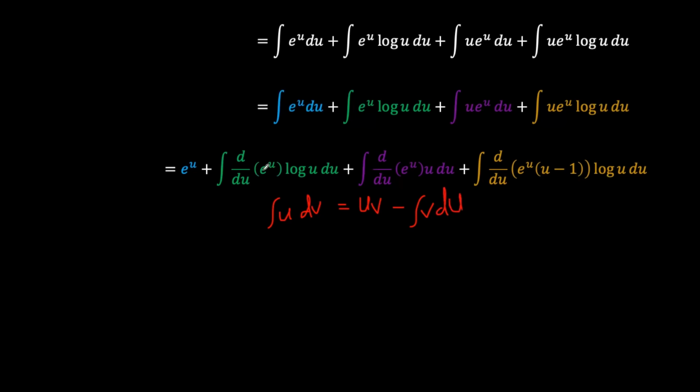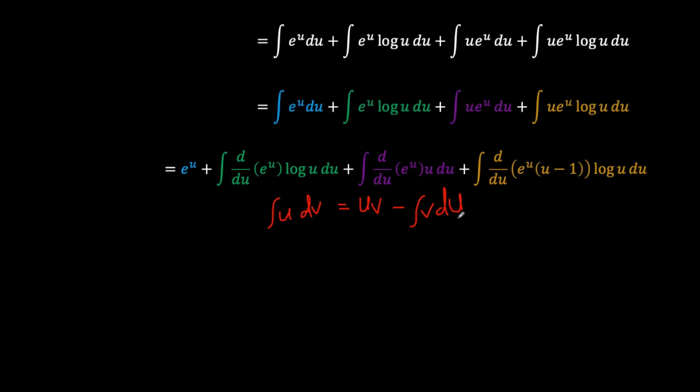Okay, so in this first instance here, we see our v is the same as e to the power u, and therefore dv is a derivative of e to the power u. Same thing here, our dv is e to the power u differentiated, and the same thing here, our v is e to the power u times u minus 1.